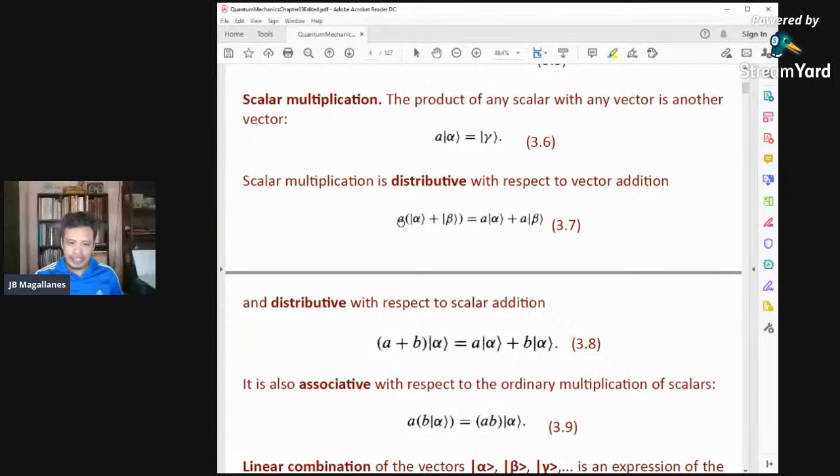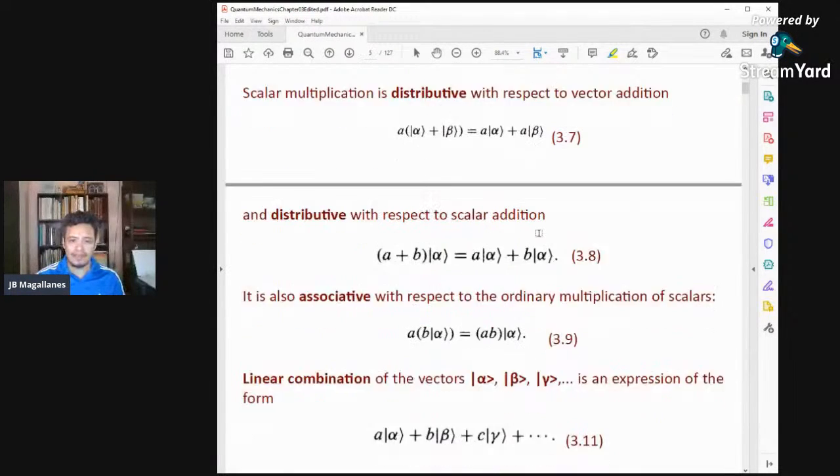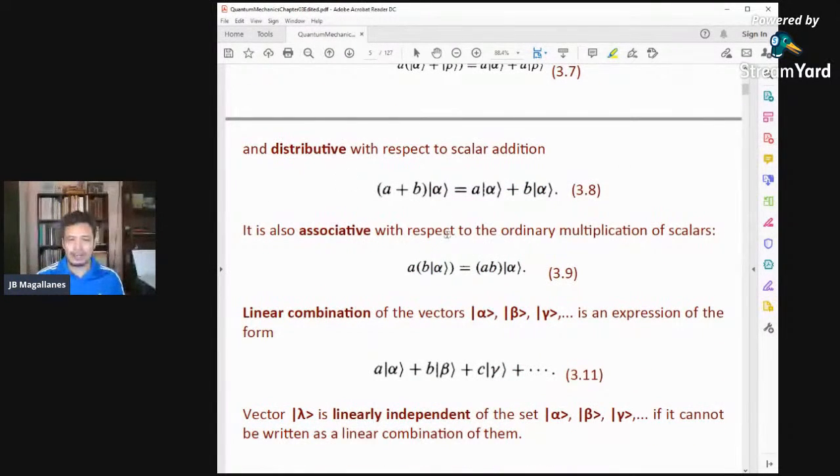Remember that a here is just a number, while the alpha and the beta are vectors, and they have components depending on the dimension of the vector. If you have a three-dimensional vector, you have three components. If you have five-dimensional vector, then you have five components. A is just a number, just one number. So A could be distributed over vectors like this. A times alpha plus beta is just equal to A times alpha plus A times beta. This is also distributive, the scalar multiplication.